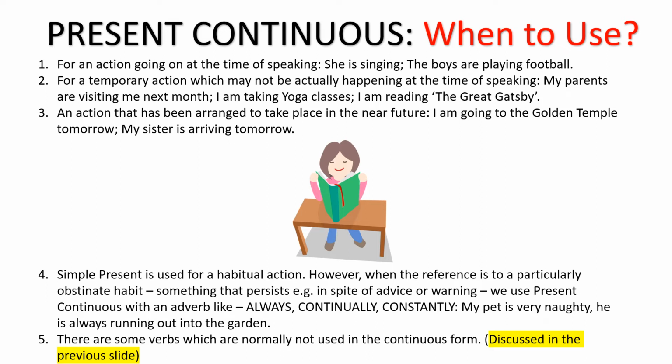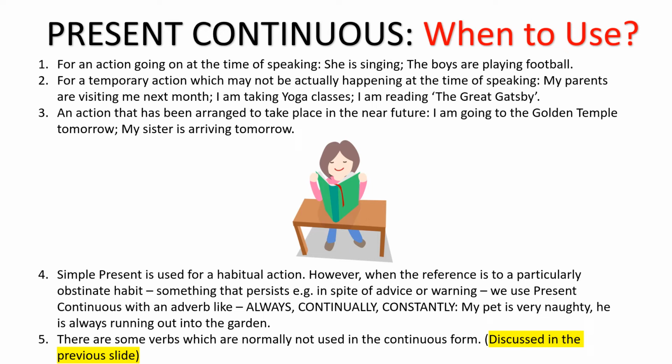For instance, look at this example. My pet is very naughty. He is always running out into the garden. So you will not say he runs out into the garden. Why? Because this is something which you have been trying to check. This you have been trying to stop. You have been telling him not to do this. But here you are telling the person that my pet is naughty and he is always running out into the garden. So what are we doing here? We are basically giving a reference to a particularly obstinate habit of my pet.